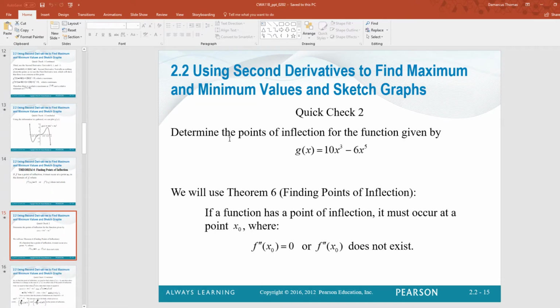So here is a test. Determine the points of inflection for the given function given by g of x equals 10x cubed minus 6x to the 5th. We will use theorem 6. Well, they want us to immediately find all the points of inflection for this function here, for this graph.